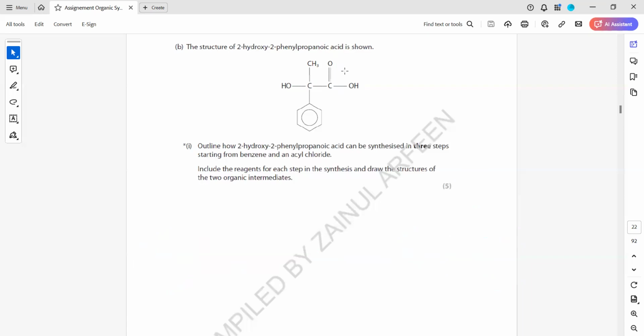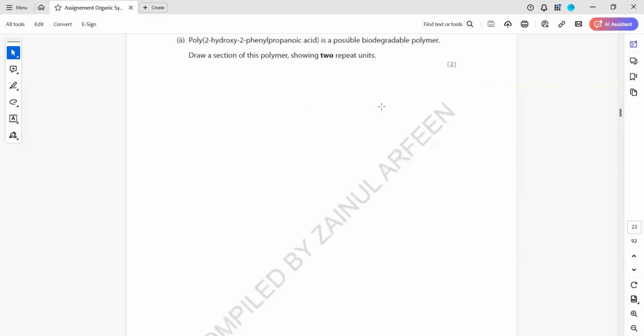Usually we use any strong acid. You can use sulfuric acid. It can be acid hydrolysis or base hydrolysis, which can result in the formation of these ions.